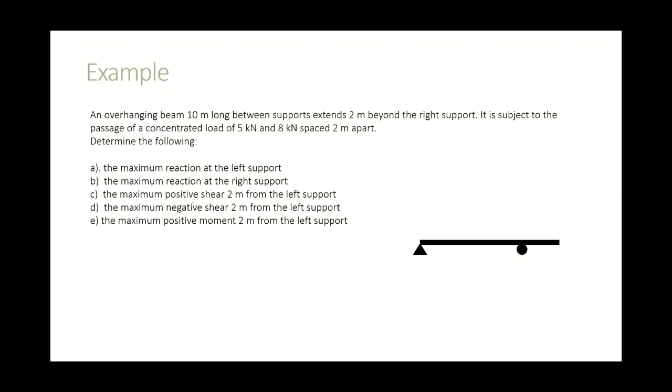Okay, so first, reaction at the left support. So, we have individual influence diagrams. Second, reaction at the right support. Let's make an influence diagram. Third, maximum positive shear, 2 meters from the left. Maximum negative shear, 2 meters from the left. This is just one influence diagram, since it is just shear, 2 meters from the left. Next, positive moment, 2 meters from the left. So, we will need to draw a fourth influence diagram.